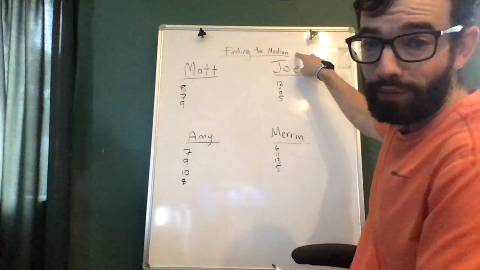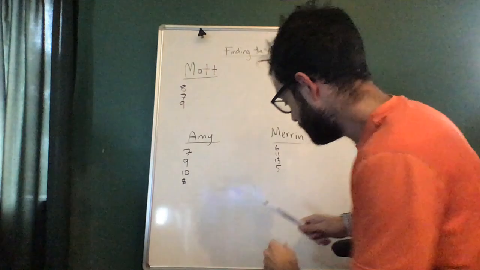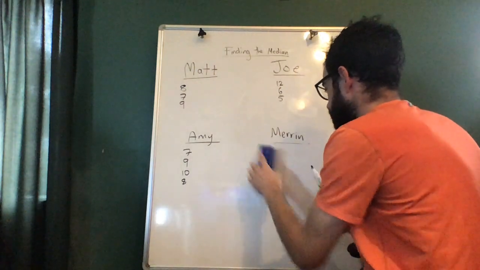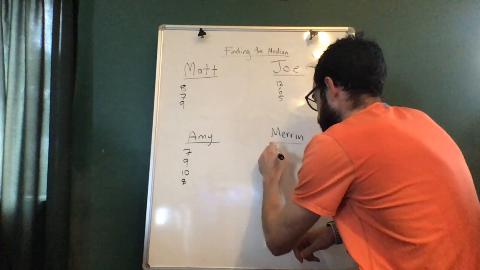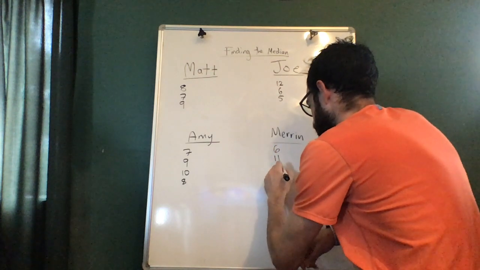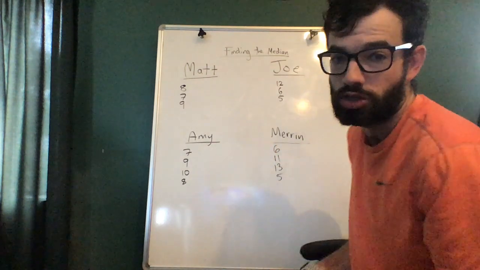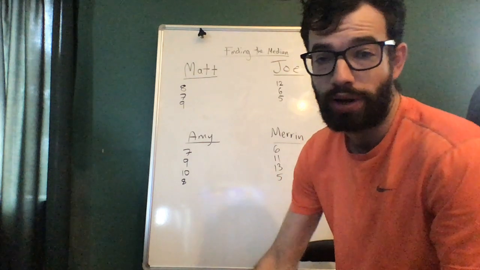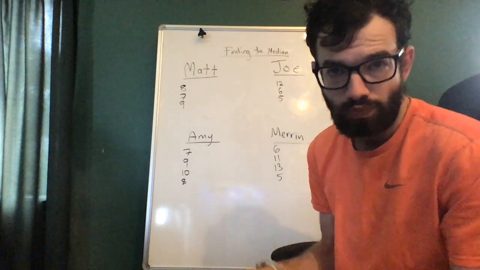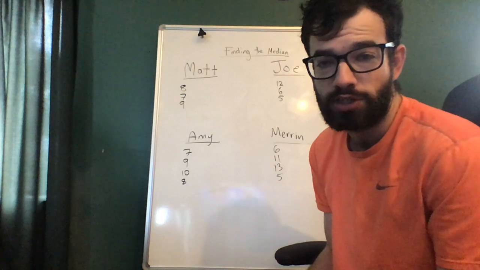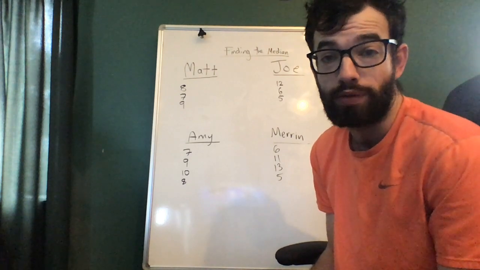Today, we are looking at finding the median. Now, the median is just a fancy way of saying the middle number. Okay, so what we're going to be doing today is finding the middle number. When we're doing the median, the first thing we do is put our numbers in order from smallest to biggest.